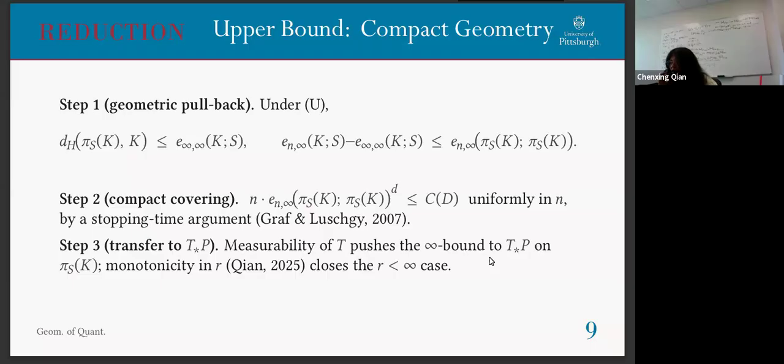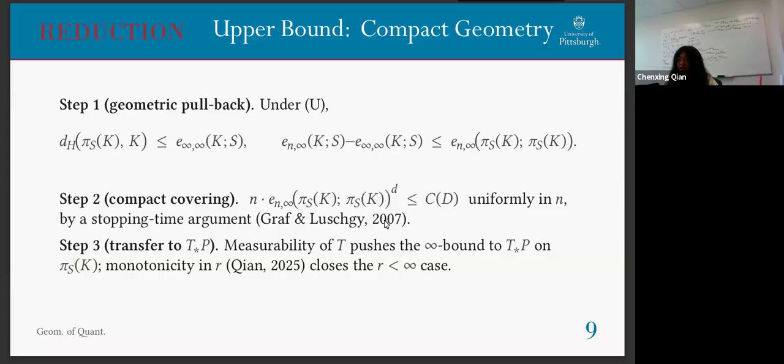We can do a compact covering, and by a stopping time argument, we can show that the product n times e n infinity, here d is a typo, it's just n times e n infinity, is less or equal than a constant which only depends on the dimension itself. It's uniform in n.